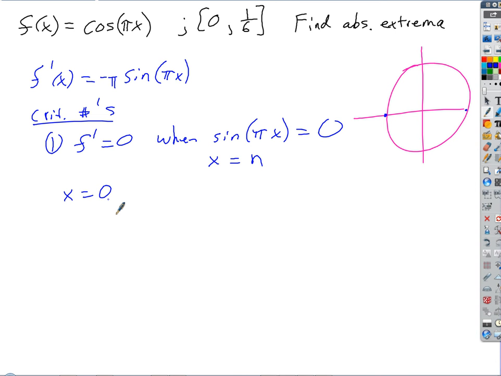Not critical numbers. Those are different. Well, let's review what critical numbers are, right? Critical numbers are related to relative extrema, right? Critical numbers are every relative extremum. And what's a relative extremum?